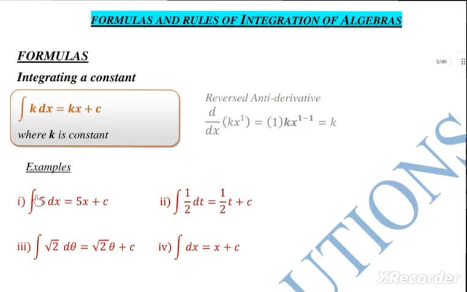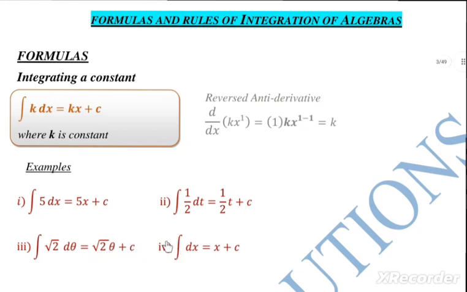Right, so example 1, item 1, the integral of 5 dx. This will be equal to 5x plus c. In terms of the constant c here, you can write k. You can also write a. There's no problem. Then item 2, the integral of half dt is equal to half t plus a constant c. Then item 3, the integral of root 2 d theta. Our integrating variable is d theta, so this will result in root 2 theta plus a constant c.